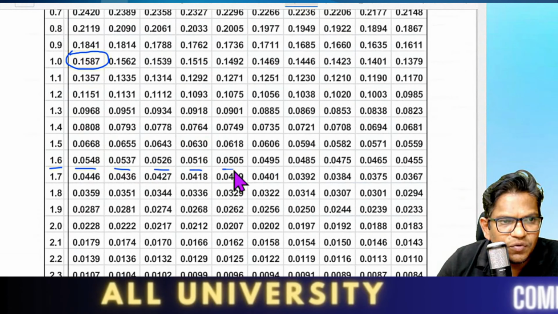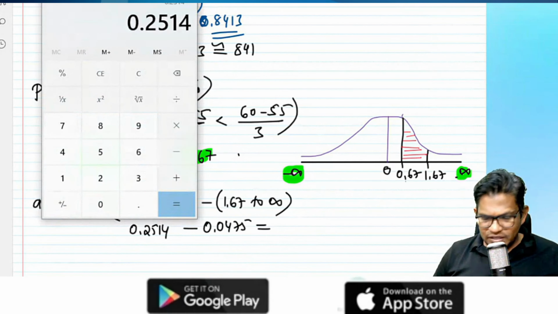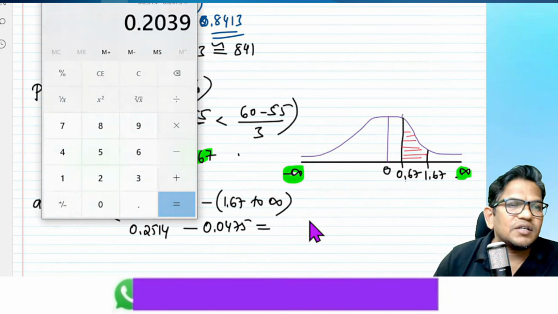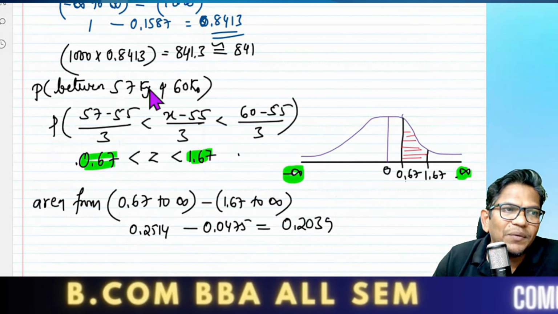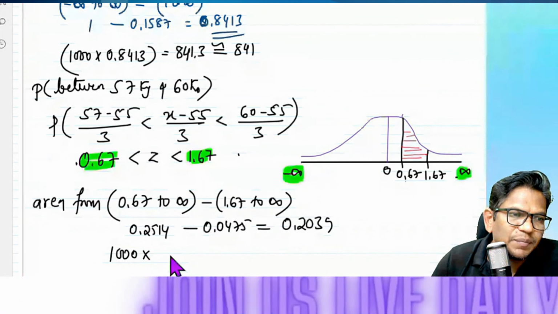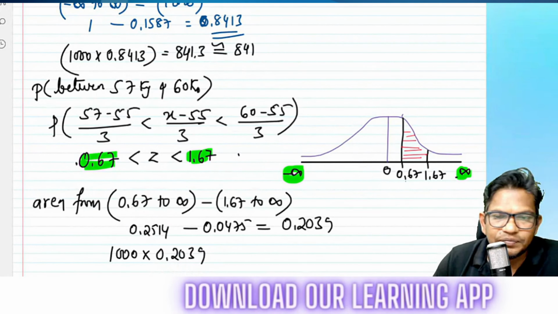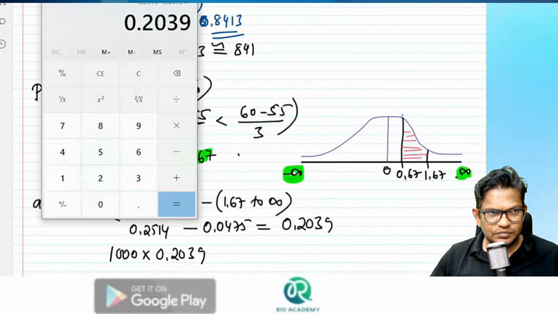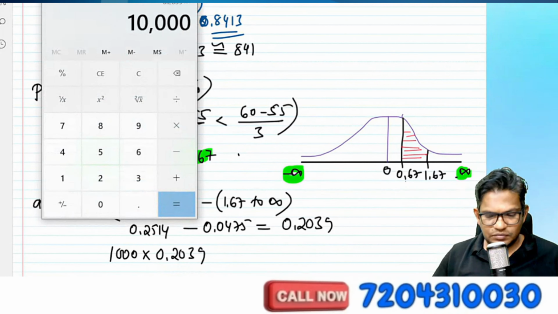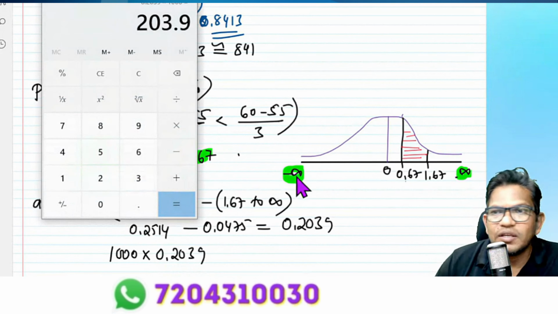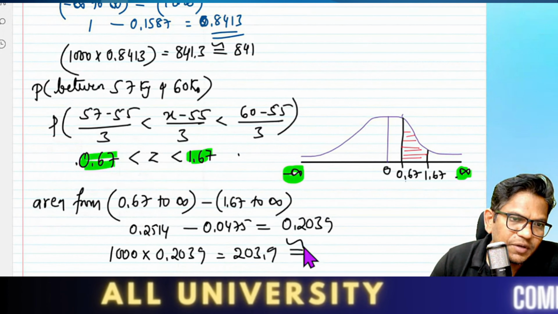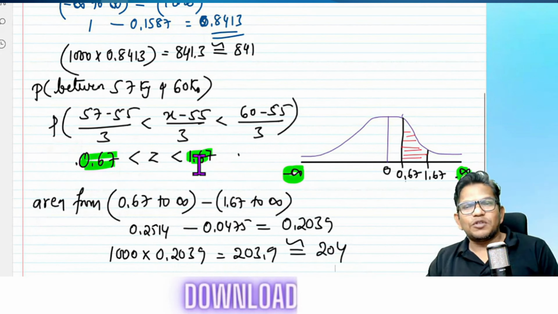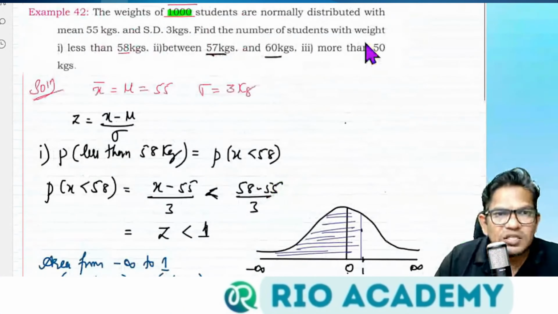Minus it, my dear student. How much will that be? 0.2514 minus 0.0475 is 0.2039. So this we have to multiply with 1000. 1000 multiplied by 0.2039 is 203.9, approximately 204. Did you understand, children?